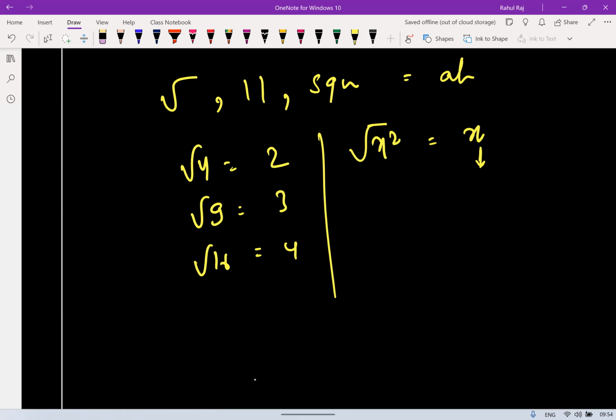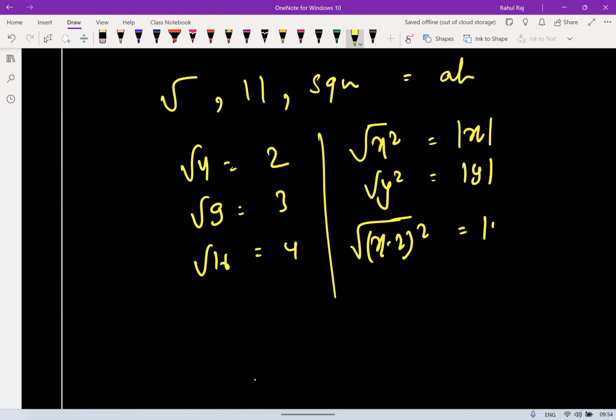Just to ensure that this is 100% positive, I take mod x. Root of y square is nothing but mod y. So root of x minus 2 whole square is nothing but, any variable coming out of the root, Alexa, will always come out in the form of mod x minus 2. Always in the form of mod. Now this is a normal logic. Why is it coming out in the form of a mod? To ensure that it doesn't matter whether x is positive or negative, it is always positive, and that is covered by mod.